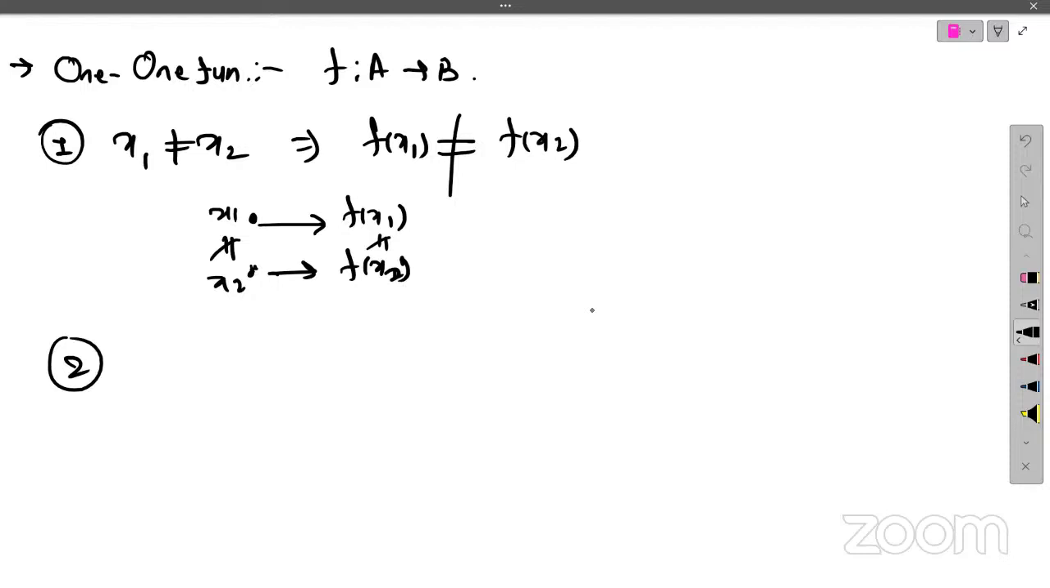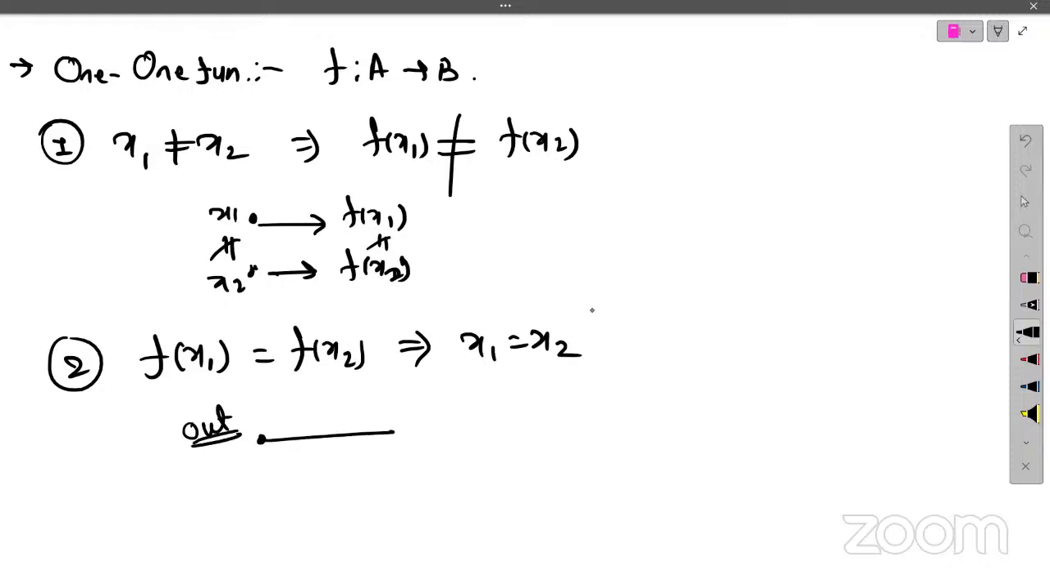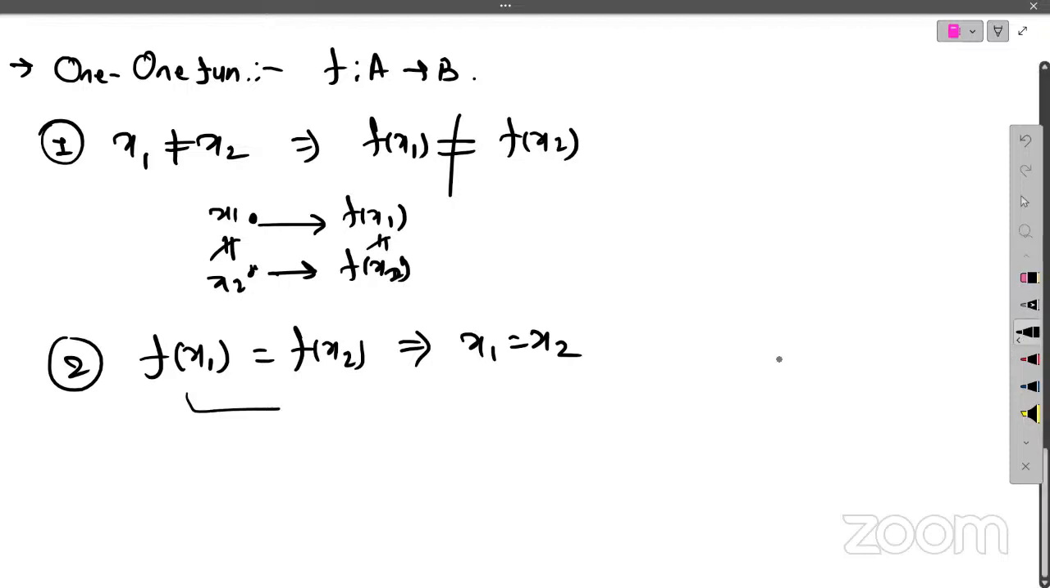Now, the second definition is just the negation of this particular statement. If we do the negation, it says that if f of x1 is equal to f of x2, it should imply x1 is equal to x2. So that means with respect to the same output, we should not get two different inputs. If we have one output, then this output should map to one unique input, right? That's the meaning of 1-1 function. So we are just taking the negation of the first thing. You can also use this statement and prove it: if this is your hypothesis, and you are able to imply x1 is equal to x2, then you can say that the function is a 1-1 function.